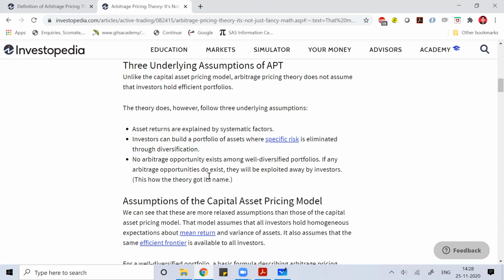So understand what arbitrage is. Arbitrage is all about earning risk-free profit in the market. When we talk about arbitrage, it is basically a strategy through which we can earn a risk-free return in the market. That is what arbitrage is all about.